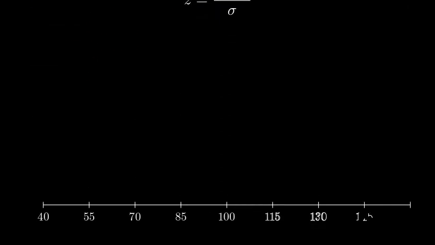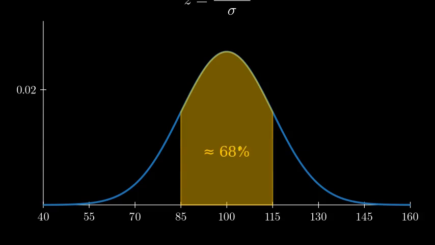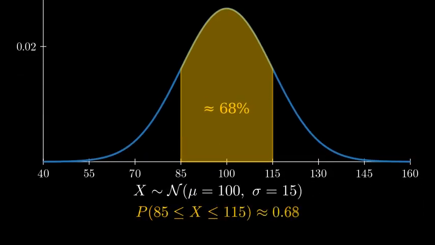Let us solve a quick example using the empirical rule. Assume x is normally distributed with mu equal to 100 and sigma equal to 15. We want the probability that x lies between 85 and 115. We draw the bell curve centered at 100 with that spread, then shade from 85 to 115. Because this interval is mu minus 1 sigma to mu plus 1 sigma, the empirical rule says about 68%.